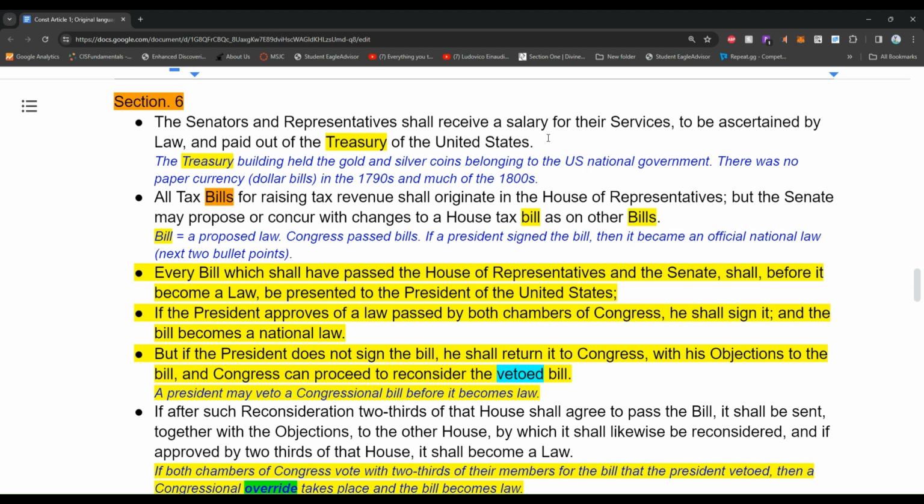Bills is the word that means a proposed law. So you don't say Congress proposed a law. You say they proposed a bill. And a bill is a proposed law before it's passed by both the House and the Senate and signed into law by the president. So the president has to do the final step of signing the paper that has the law on it that's been passed by both the House and the Senate. And that signing puts the bill into effect as an official law.